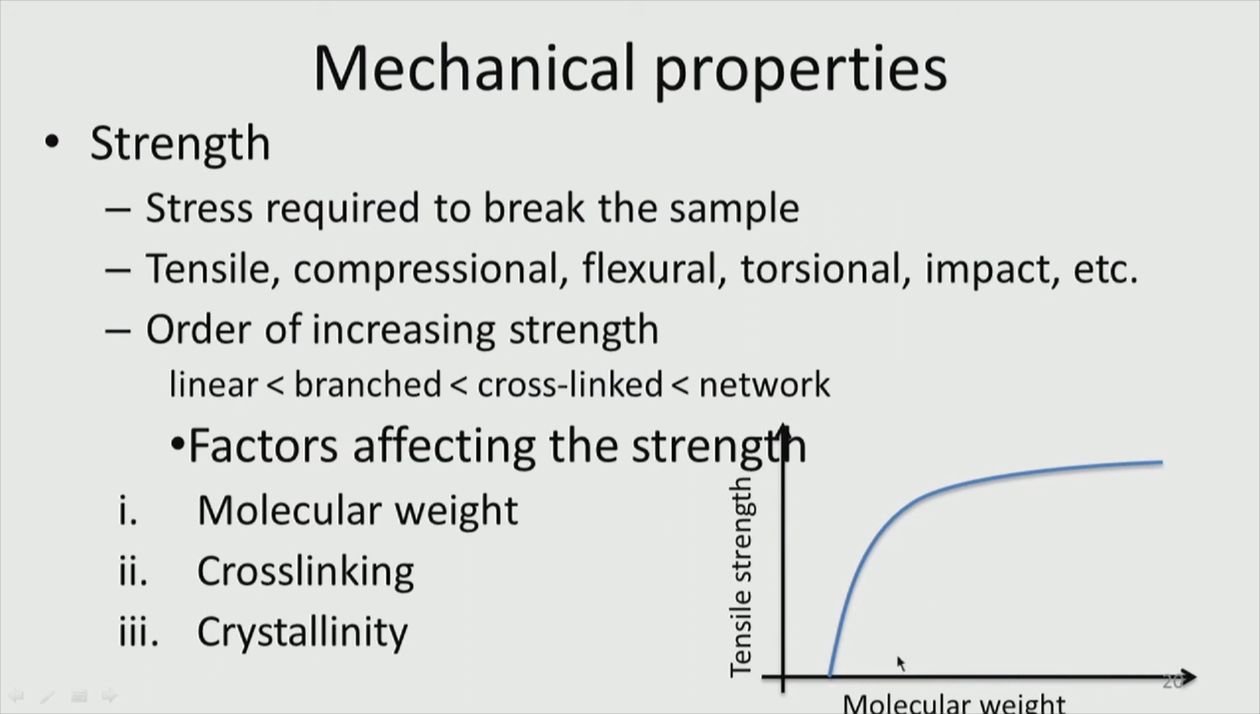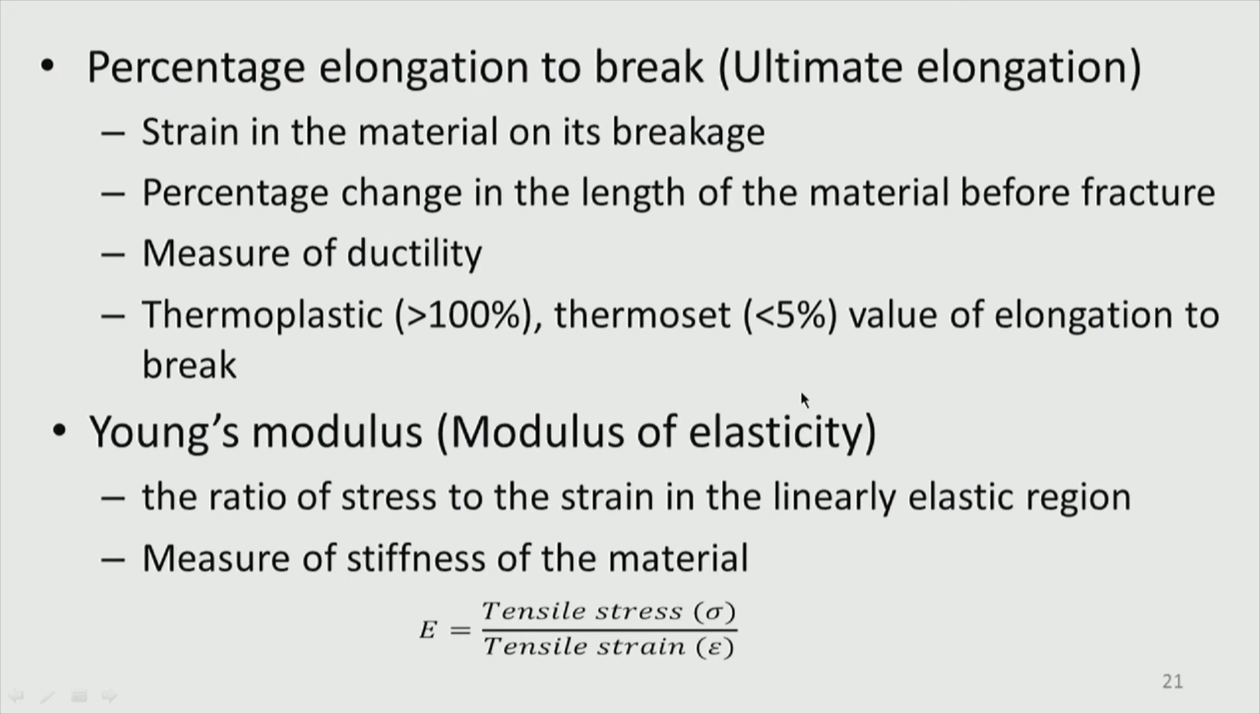With an increase in molecular weight, tensile strength increases. Percentage elongation to break is the ultimate elongation. Originally I talked about thermoplastic and thermoset, right. Elongation to break tells you about the ductility, the percentage change in the length of the material before fracture. If you keep on increasing the length by pulling, it reaches a certain length and then it breaks. That is the elongation to break. It is a measure of ductility. Thermoplastic is greater than 100, thermoset less than 5, because thermoset is very rigid, it breaks.